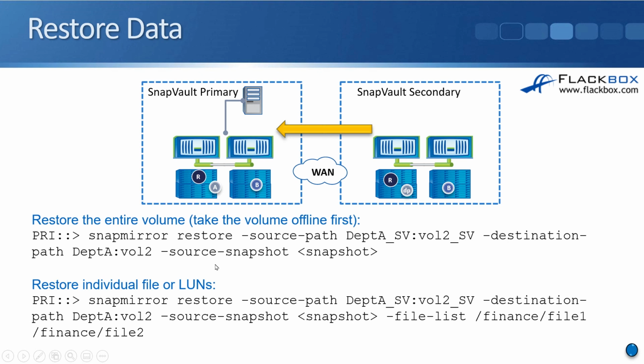You can also restore individual files or folders or LUNs. It uses the same command. So we say SnapMirror restore again. Again, we specify the source path, the destination path, and the snapshot. And we just add one extra option here where we say the file list, and then you specify the path of the files that you want to restore. You can leave a space between them and restore multiple files at the same time, as we're doing here. So here we are restoring file 1 and file 2 in the finance folder.